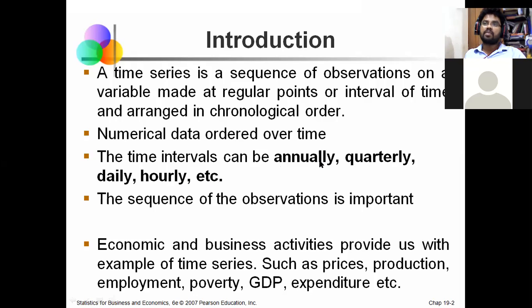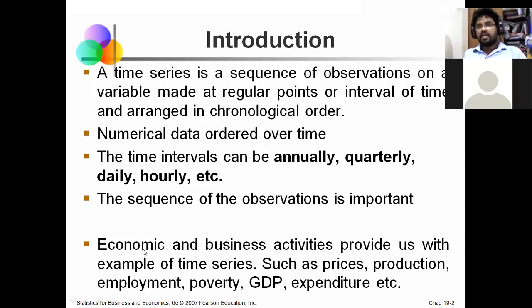If you want to collect information from the census, census reports come once in 10 years. For example, census data for 1991, 2001, 2011, and 2021. This is time series data. The sequence of the observations is most important, so whatever information we collect, we should maintain the sequence.